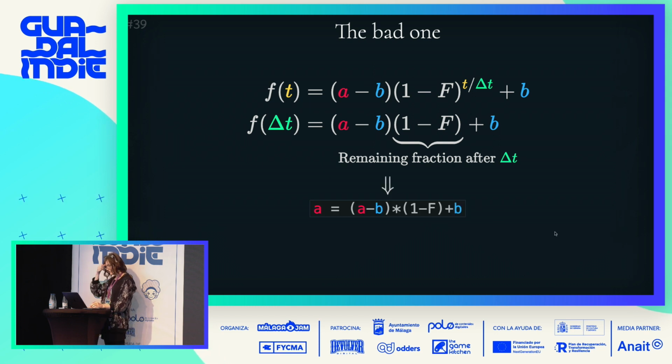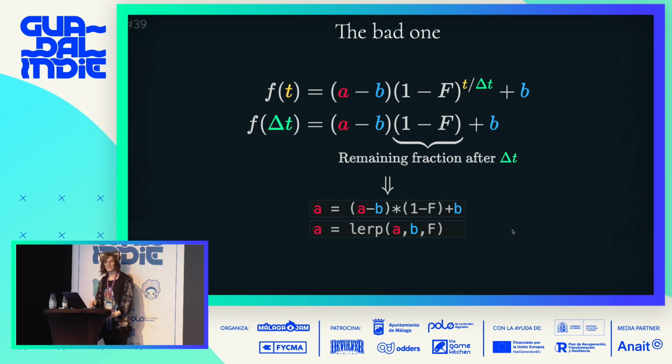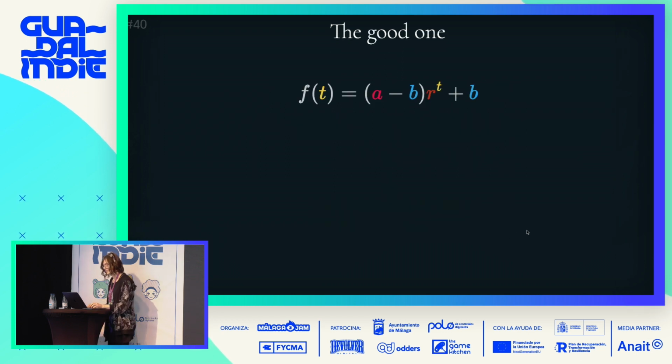And so we can just take that and directly translate that into code. So then we get a minus b times 1 minus f plus b, which just so happens to be exactly equal to lerp from a to b with factor f. And it's not a coincidence, because that's where we started, and then we worked our way here, and now we've just gone backwards again. But now we need to do this with a fixed version, the good one.